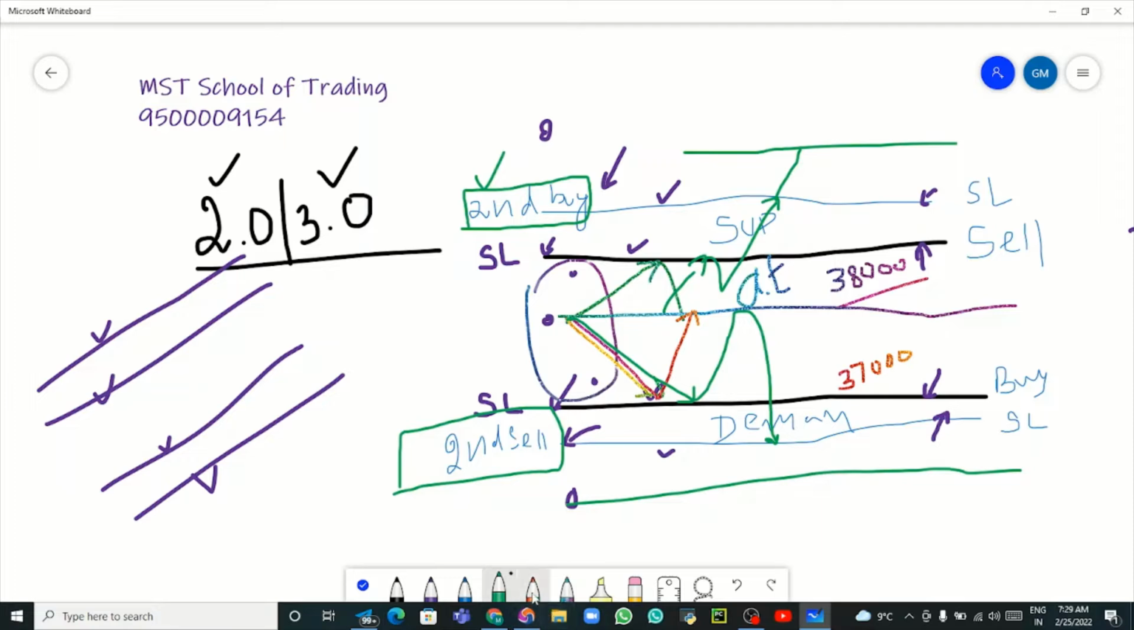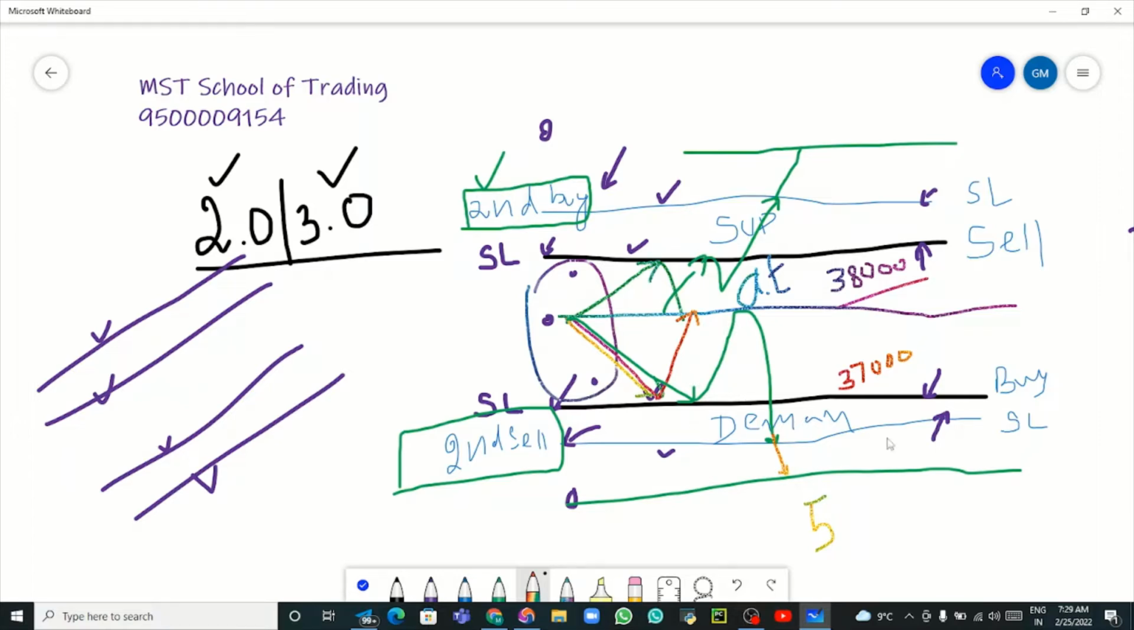Why we are booking at the first target? Minimum, because to recover the previous loss one lot, and to book the profit for the day one lot. Now in the same day we have booked the profit and we have recovered the loss. This is fourth scenario. Then what about the fifth scenario?